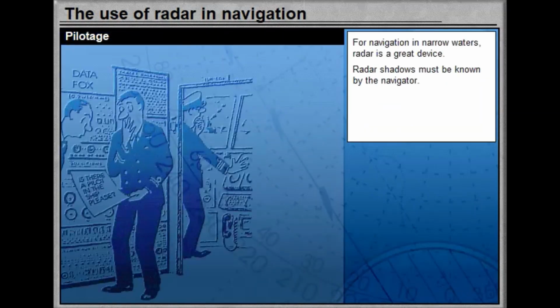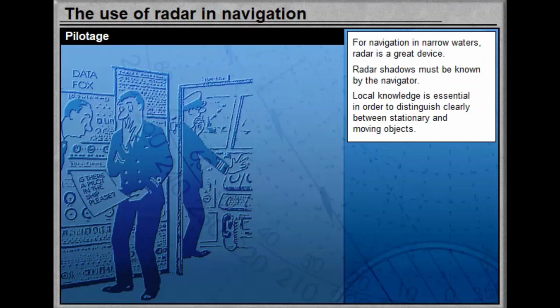For navigation in narrow waters, radar is a great device, especially during reduced visibility. Usually, the ship position is not plotted on the chart. A short range must be used, occasionally switching to longer range for better overview. The existence of radar shadows caused by structures on own ship must be kept in mind at all times.